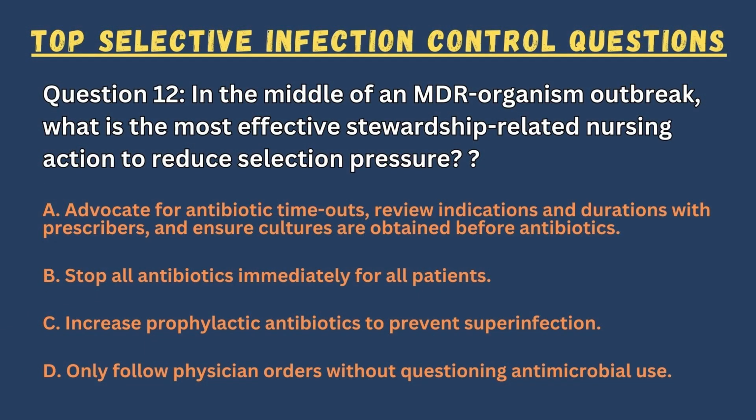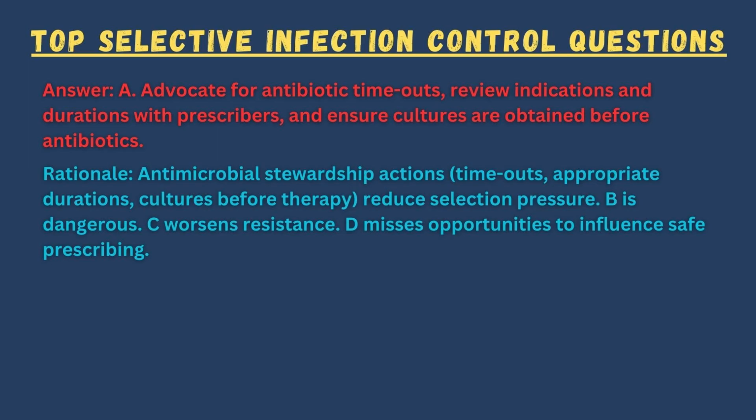Question 12. In the middle of an MDR organism outbreak, what is the most effective stewardship-related nursing action to reduce selection pressure? A. Advocate for antibiotic timeouts, review indications and durations with prescribers, and ensure cultures are obtained before antibiotics. B. Stop all antibiotics immediately for all patients. C. Increase prophylactic antibiotics to prevent superinfection. D. Only follow physician orders without questioning antimicrobial use. Answer. A. Advocate for antibiotic timeouts, review indications and durations with prescribers, and ensure cultures are obtained before antibiotics.